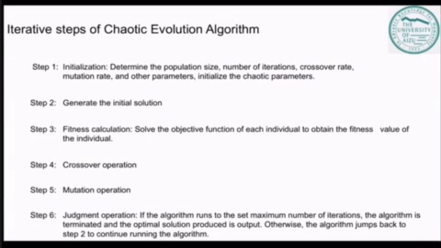As mentioned above, we proposed a chaotic evolution algorithm, and the following description outlines the main steps of its implementation. Step 1. Initialization. Step 2. Generate the initial solution. Step 3. Fitness calculation. Solve the objective function of each individual to obtain the fitness value of the individual. Step 4. Crossover operation. Step 5. Mutation operation. Step 6. Judgment operation.